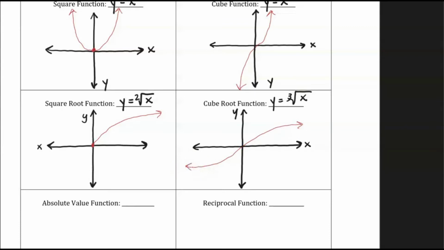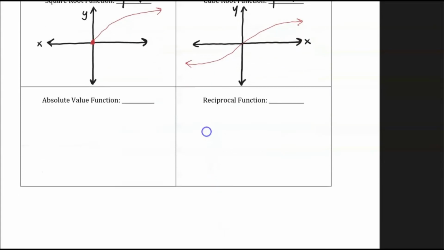Notice I'm putting arrows on both ends of that graph. It goes on forever in both directions. The square root function did not do that. It didn't go on forever to the left. It started right there at the origin.